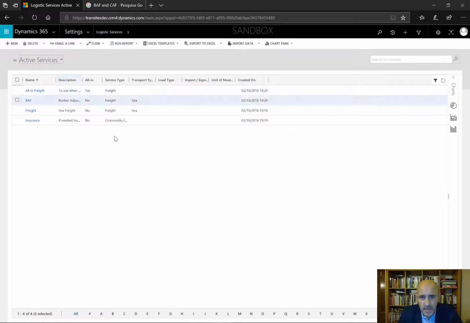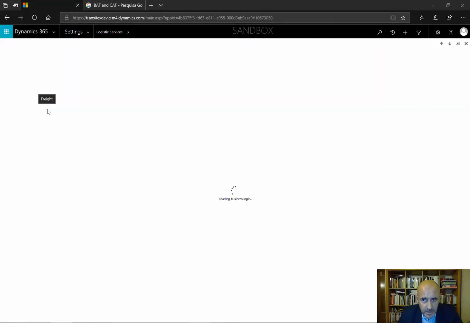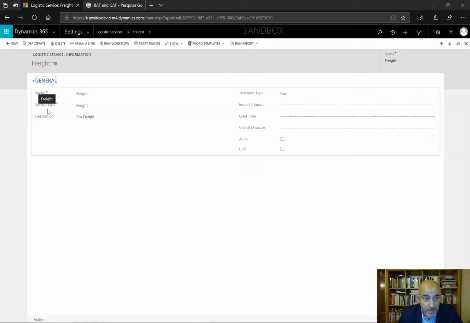And you see that on this demo database, we only have a couple of services. So we have freight, we have the bunker adjustment factor, we have insurance, and then we have a line that is described as being an all-in type of line. So I'm just going to show you here what is the information that you are required to set up.